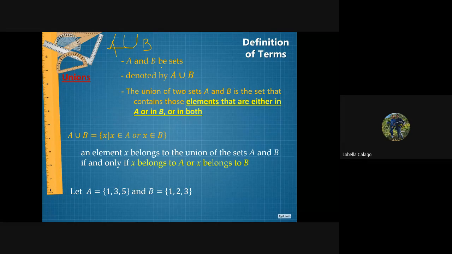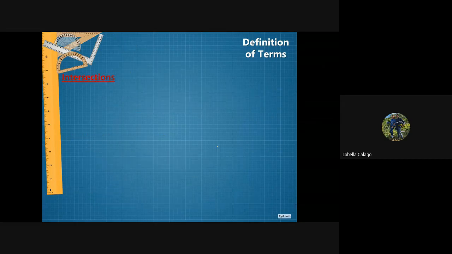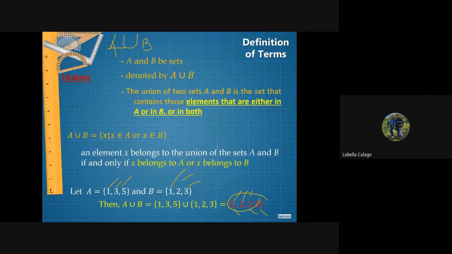So, we have A, B. The union means you unite the two. Whatever is in A and whatever is in B, we put in the union. All the elements. This is the union of the elements. Check: 1, 3, 5. Is there 1, 3, 5? Yes. 1, 2, 3. Is there 1, 2, 3? Yes. So, all the elements in A and B are put in the union. Okay. So that is for union.